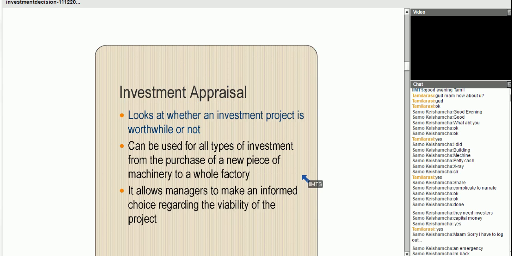Okay, Samu. Alright, so next is investment appraisal. Appraisal means increase in the value of anything. Tamila, are you there?